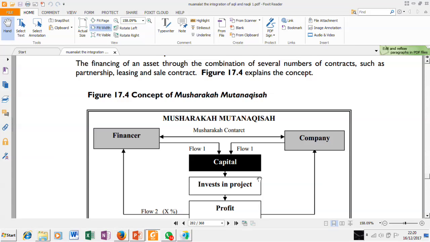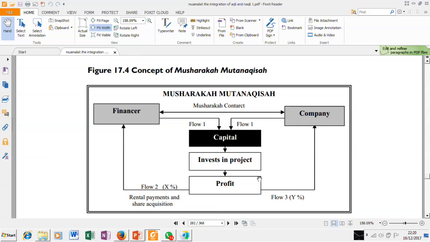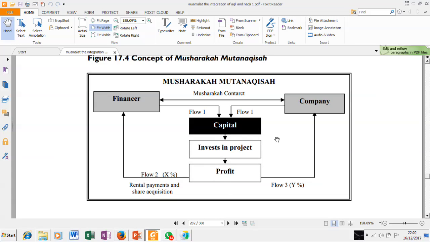So basically, it's also comprised of another one which is leasing. The diagram here explains how the musyarakah, which is partnership, mutanakisah is actually diminishing. In other words, we can call it diminishing musyarakah.